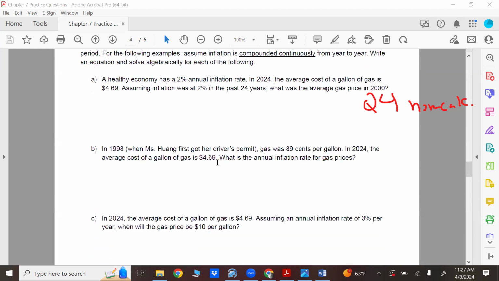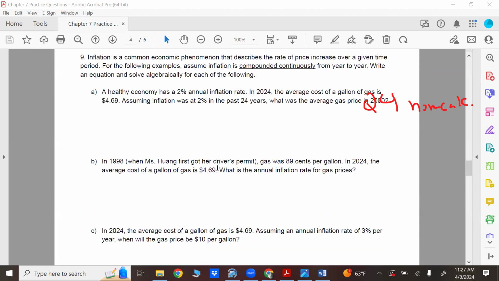Okay, number 9 will be like question 5 in the calculator portion. Hopefully you guys labeled the stuff that I just shared with you a few minutes ago. So this will be like question 5 of the calc section, and that's just using this formula: A equals P times e to the rt.